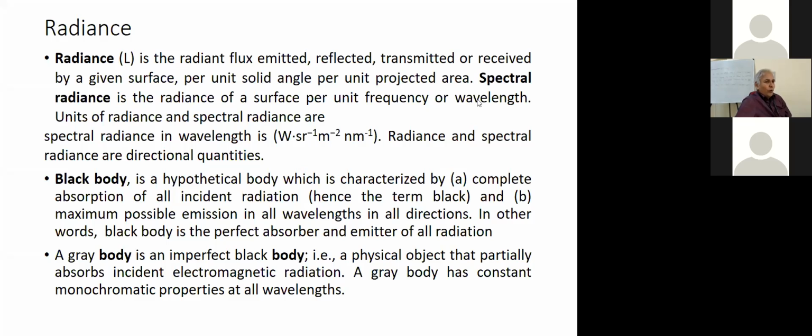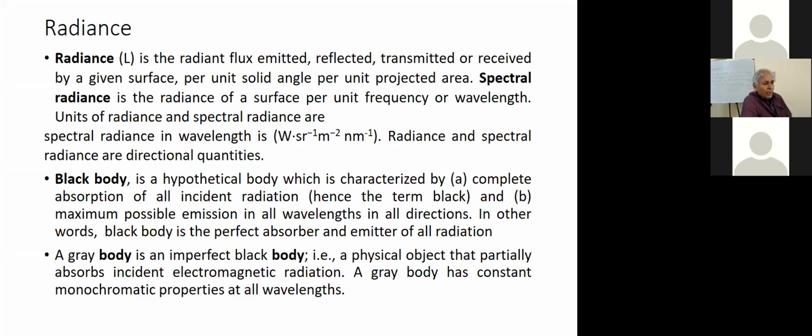Now, all of you are familiar with this concept of blackbody. So a blackbody is a hypothetical body which is characterized by complete absorption of all incident radiation, and that's why we call the body black. So whatever be the incident radiation, all the radiation is completely absorbed. So such a body which completely absorbs all possible incident radiation is what we call a black body.